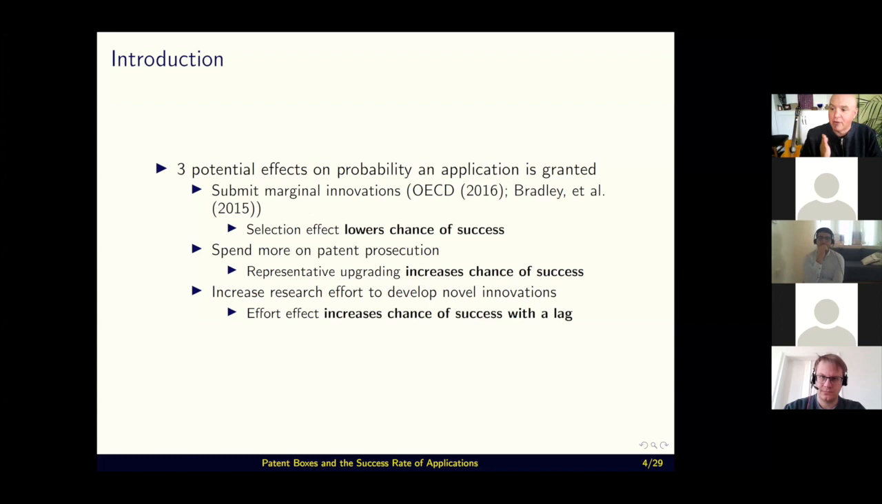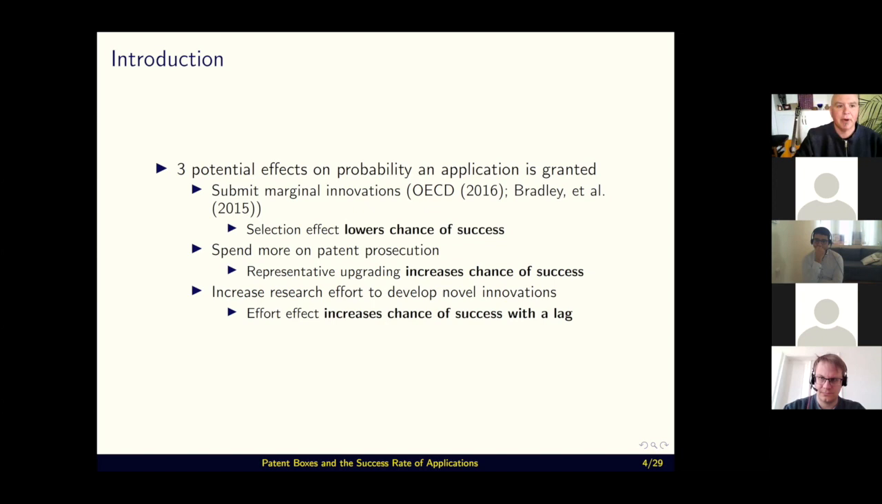But the third thing you can do is put in more research effort. Try to come up with better, more novel ideas. That's going to increase the probability of getting over the line. That'll increase the probability of success. But that takes a few years to pay off. If somebody tells me, write an AER right now, I can't. First off, could I ever write an AER? But if I could, that takes a while. It takes a few years to pull off. And so that effect we would expect to show up only with a lag after the introduction of the patent box.